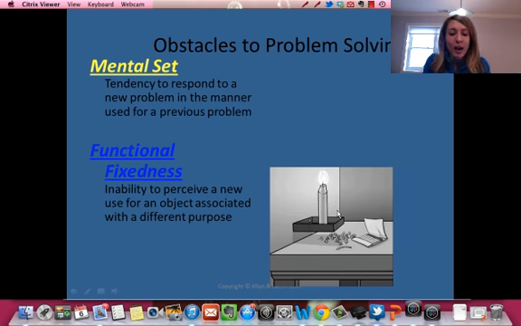And a very standardized way that they test this is this candle problem, where they give you a candle and a box and some thumbtacks and some matches, and they ask you to solve the problem. But in order to solve it, you have to come up with a new way to use some of those products. And people generally don't tend to come up with that new way, okay?